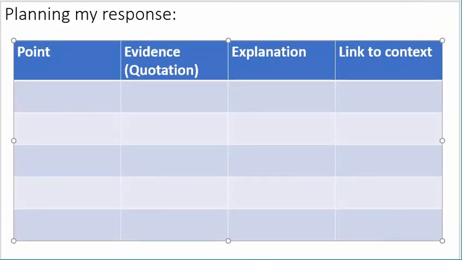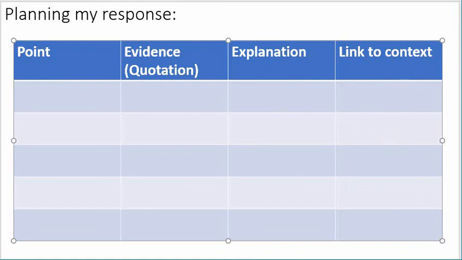So what we've got here is a table that's going to help you to plan your response. This is pretty much exactly the table that I've attached to the lesson. I've just resized it a little bit so that it fits a little bit better in the video. Now you can see that it basically breaks down into 4 things: point, evidence, explanation, and a link to the context. Nice and easy. If you get all of these things in your answer, you will probably write quite a good answer.